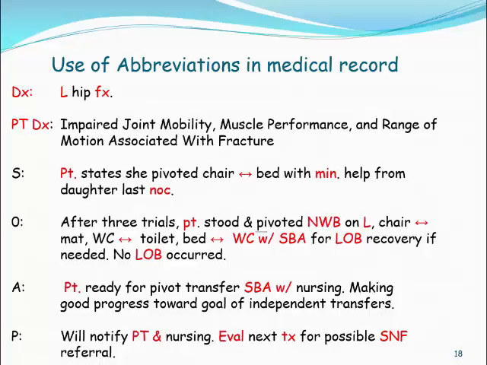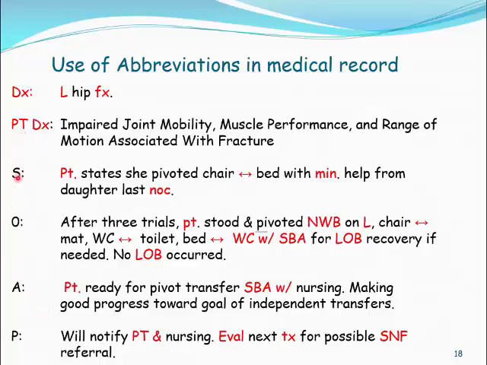Now that we've covered functional terminology and balance terminology, let's now move to abbreviations. You have been asked to memorize abbreviations as found in your appendix. Here are some examples in red font. If you see at the top here DX, that means diagnosis. L means left. FX means fracture, so this would be a diagnosis of left hip fracture. Here we see capitalized PT, this means physical therapist. So here we have the physical therapist diagnosis, which is impaired joint mobility, muscle performance, and range of motion associated with fracture. Here we see a SOAP note.